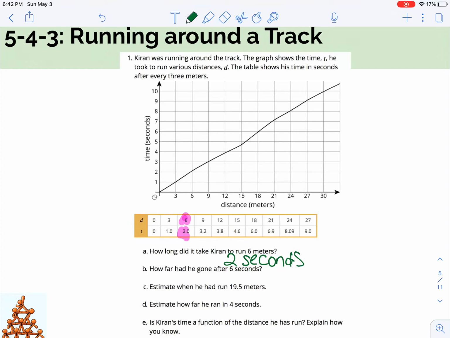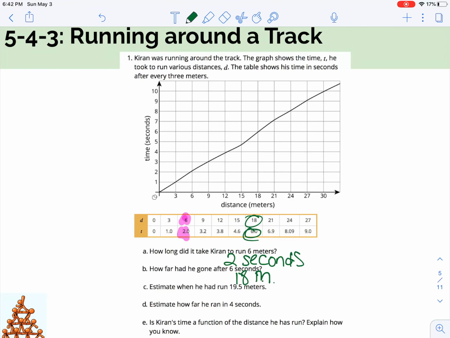How far had he gone after 6 seconds? So I find 6 seconds here. He has gone 18 meters. And then I want you guys to try C and D on your own.